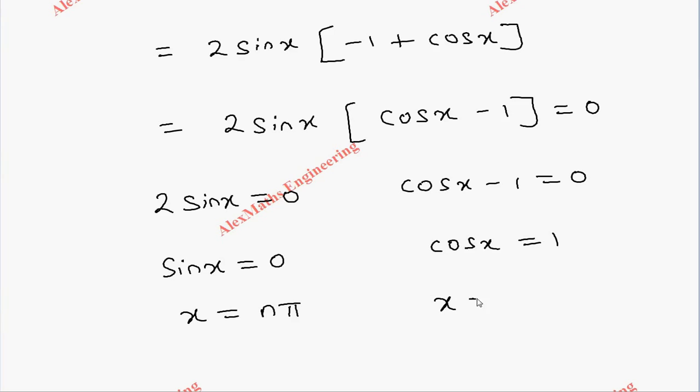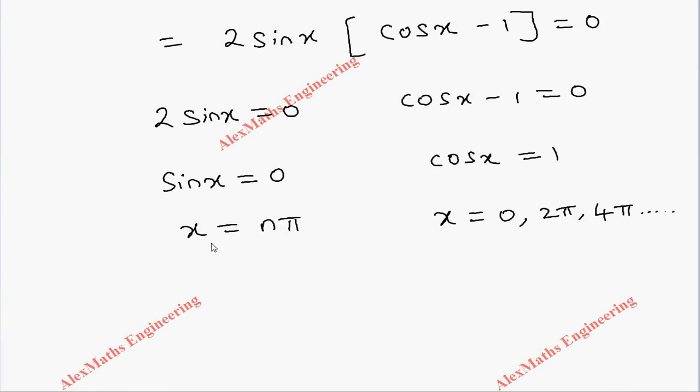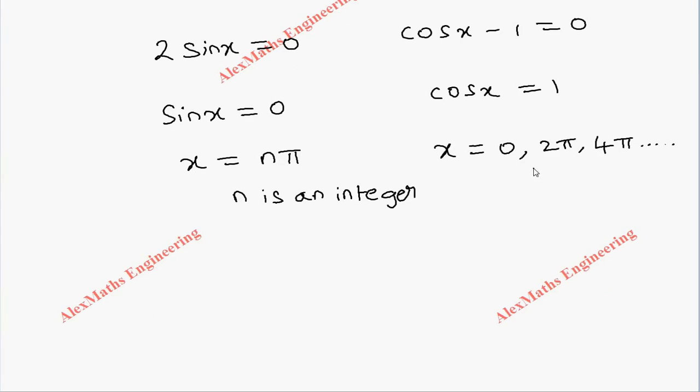It means the value of x will be 0, 2 pi, 4 pi. So it goes in terms of multiples of 2 pi. And here it is n pi, where n is an integer. So this solution is automatically covered here. Therefore, critical values are x is equal to n pi, where n is an integer.